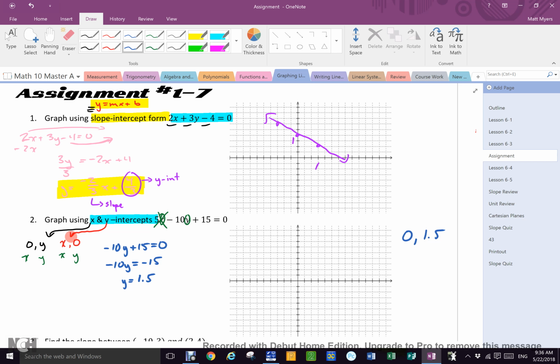All right. Well, now our y is 0. So what is going to happen to this y now? It's going to disappear, and I'm going to have 5x plus 15 equals 0. 5x equals negative 15. X equals negative 3. If x is negative 3 there, what's that x?